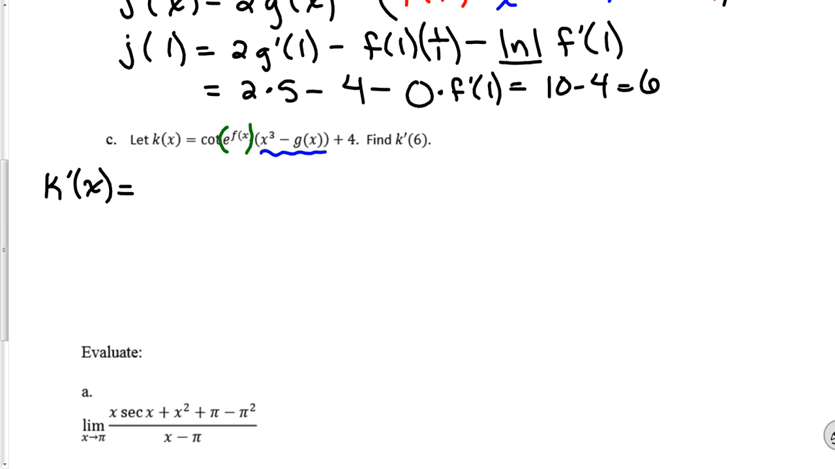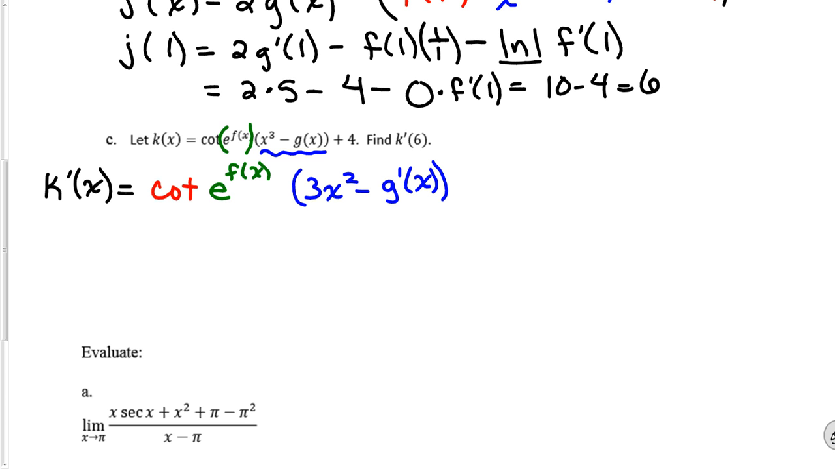So I'm going to take my first term and I'm going to leave it just the way it is. So cotangent of e raised to the f of x, as silly as it seems. Then we're going to multiply that by the derivative of the second term. And the derivative of x cubed is 3x squared, and the derivative of g is g prime of x. So what I've done so far is the first term times the derivative of the second term.